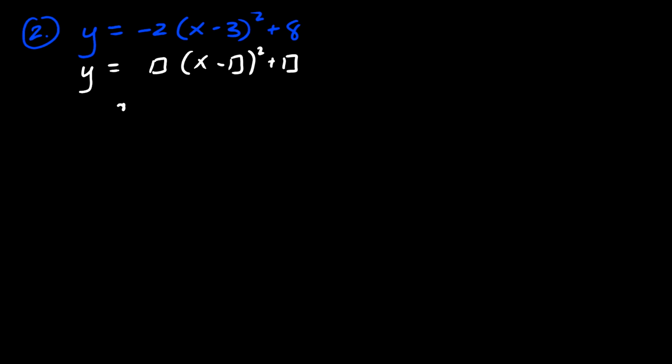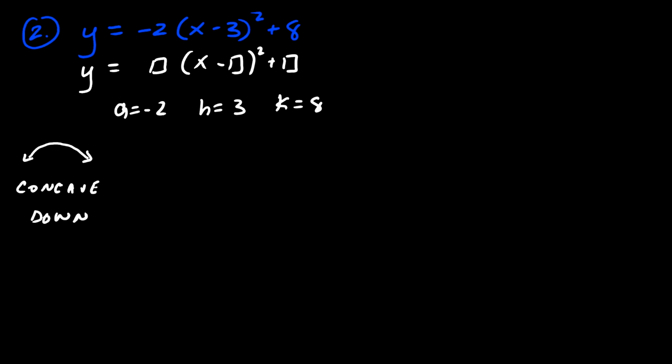And then we'll notice that the a matches with negative 2. The h is a positive 3, meaning it was moved right 3. And the k value is a positive 8. So this negative a value tells us that it's going to be concave down. And it's going to be a stretch of 2, meaning it's going to be 2 times more narrow. And if we're concave down, quite obviously, our vertex is going to be a maximum.